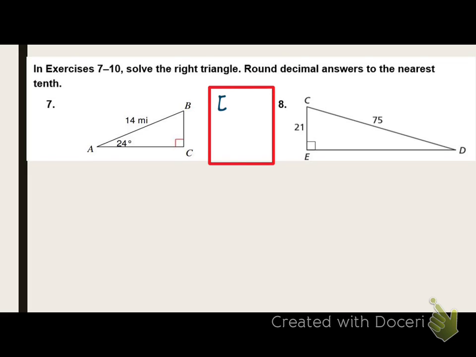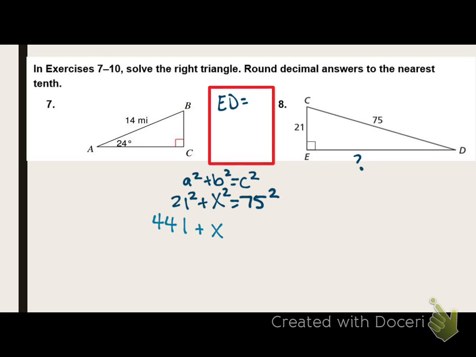We can solve for ED. I know 2 sides. How do I find my third side? Pythagorean theorem. So we'll start there. A squared plus B squared equals C squared. Which letter is missing, A, B, or C? B. Sounds good. So 21 squared and x squared, because 75 is across from our hypotenuse. So it's across from the right angle, I mean. So it's the hypotenuse.